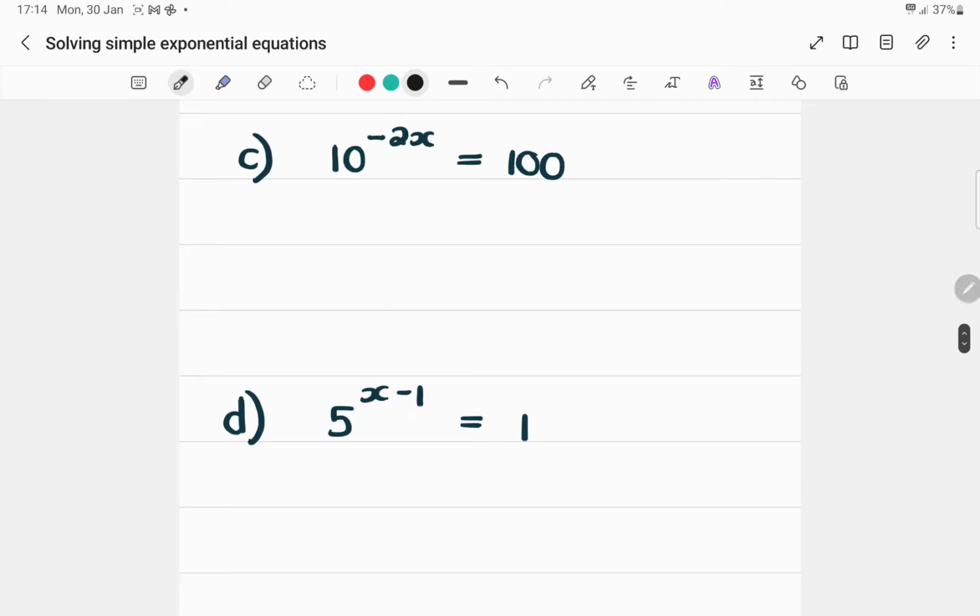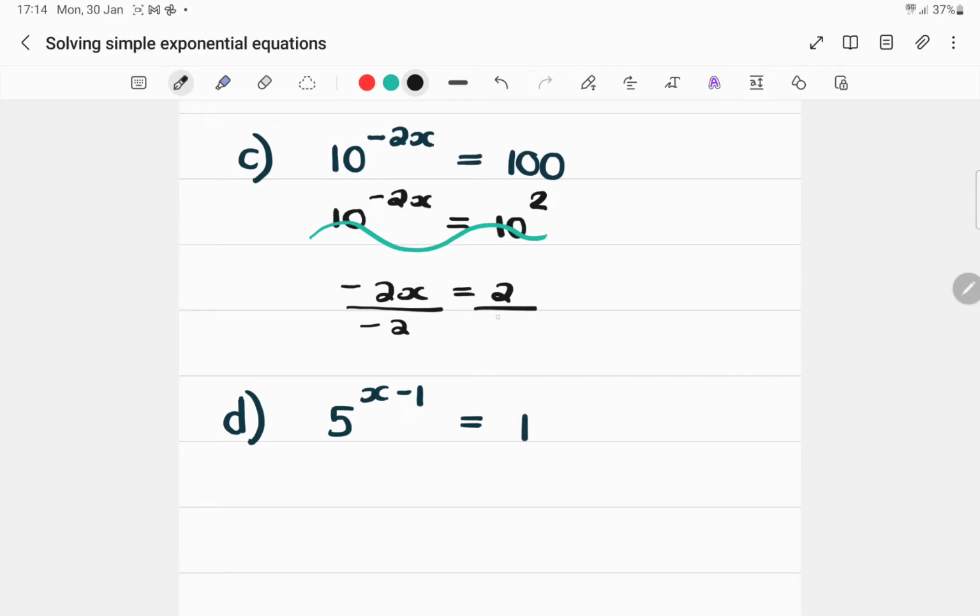All right, sometimes you don't have to make it a product of its primes, especially here. If you think of 10, it's made up out of 5 times 2. But now we're going to keep it as 10 because 100 is easily rewritten as 10 to the power of 2. So as long as the bases are the same, then we've got negative 2x is equal to 2. Divide with negative 2 on each side. Thus, x is negative 1.